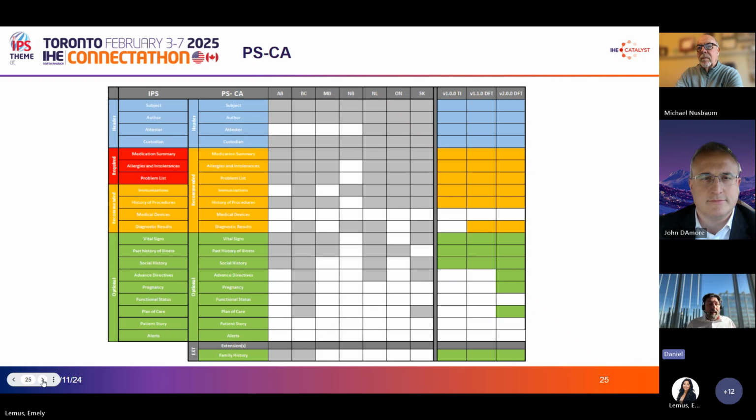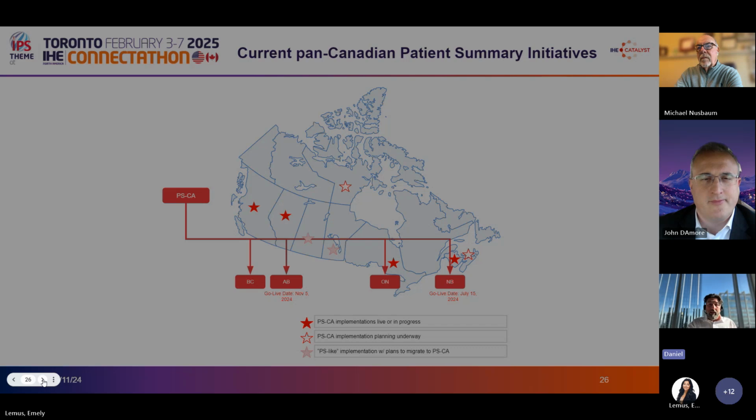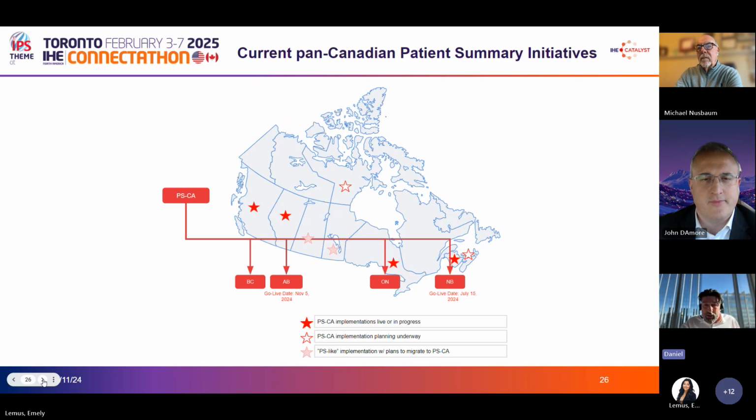And so the Pan-Canadian summary is aligned with IPS. We can go on the next slide, including adaptations for Canadian health context that you can see here. Critical engagement will be part of the Projectathon.